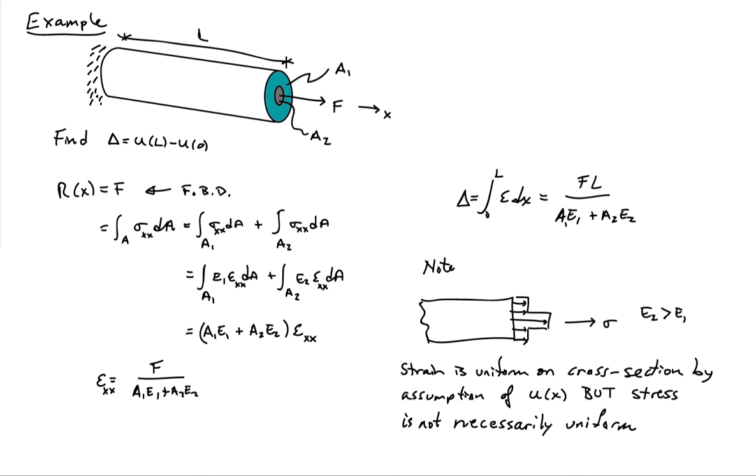There's one thing to note here, which is that the stress is not constant on the cross section here. So for example, if I assume that material 2 is stiffer than material 1, what I'll find is that the stresses in the center of the bar are higher than those in the annular region A1 there. So the strains are uniform on the cross-section by the assumption that U only depends on x, but the stresses are not necessarily uniform. They would be uniform if E1 equals E2.